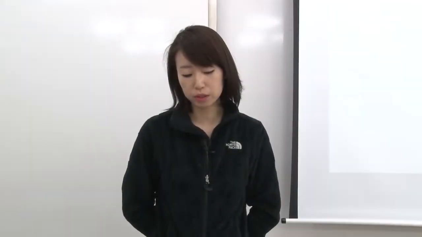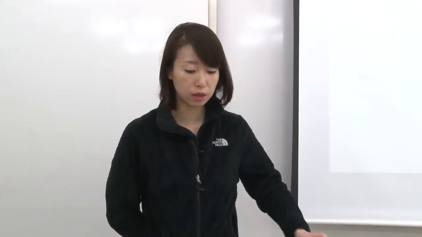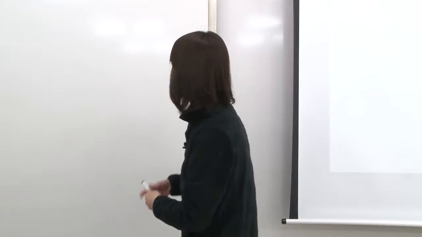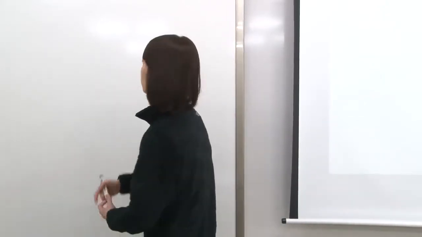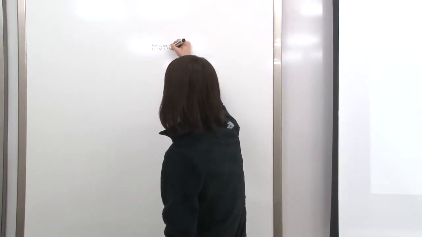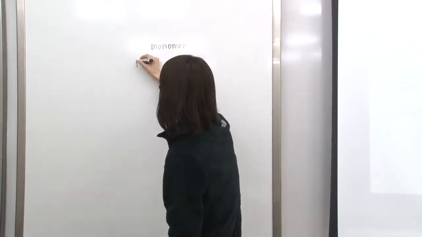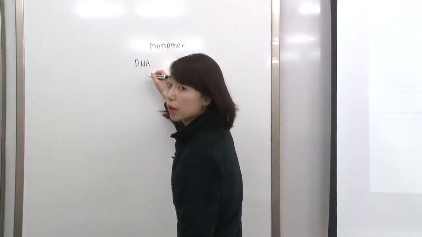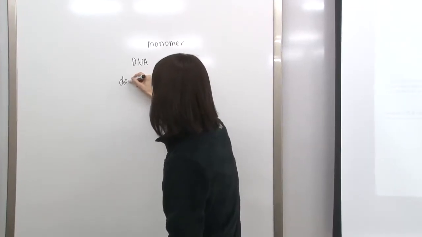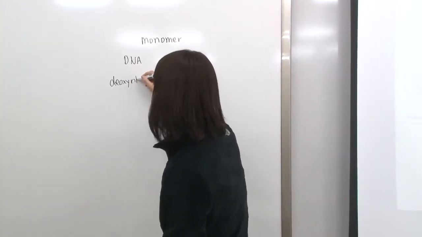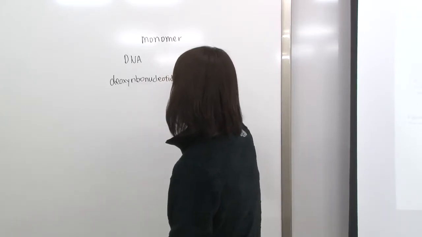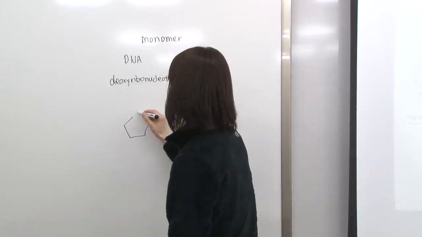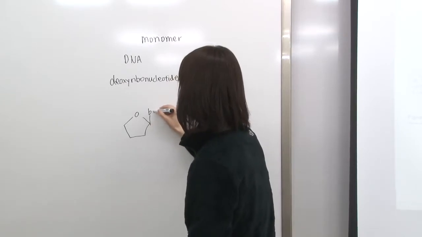So the monomer for DNA is actually the nucleotide, right? Always you should be able to compare the monomers for DNA and RNA. So the monomer for DNA is a nucleotide, but it is a deoxyribonucleotide. You know what I mean? So it is a nucleotide that looks like this: base.